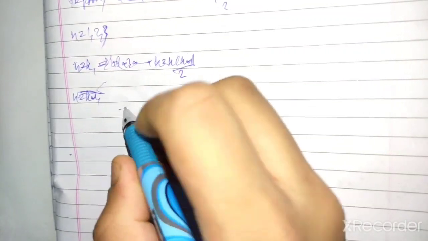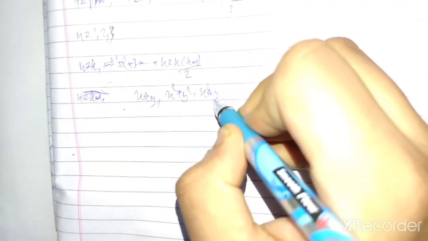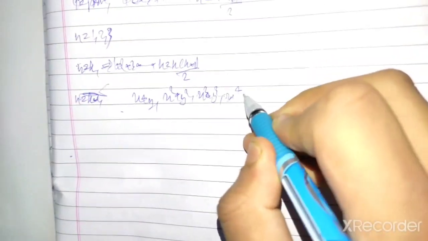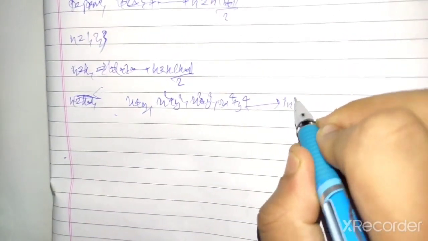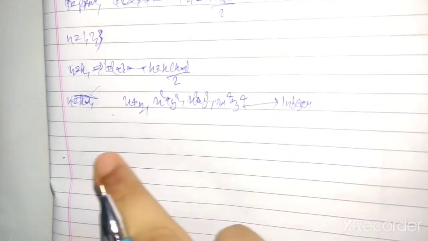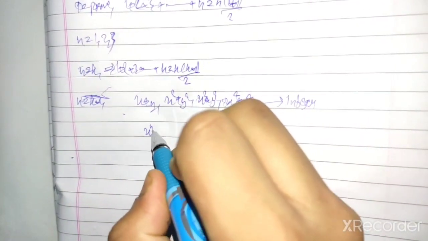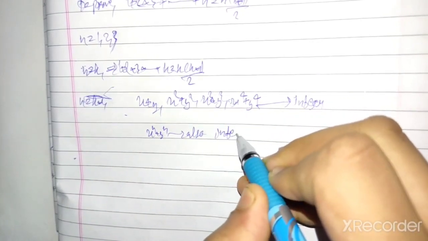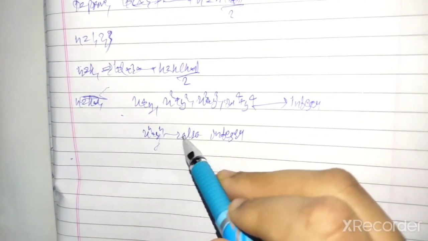we have 4 expressions: x plus y, x square plus y square, x cube plus y cube, and x to the power 4 plus y to the power 4. These are all integers, and x and y are real numbers. In general you have to prove x to the power n plus y to the power n is also an integer.